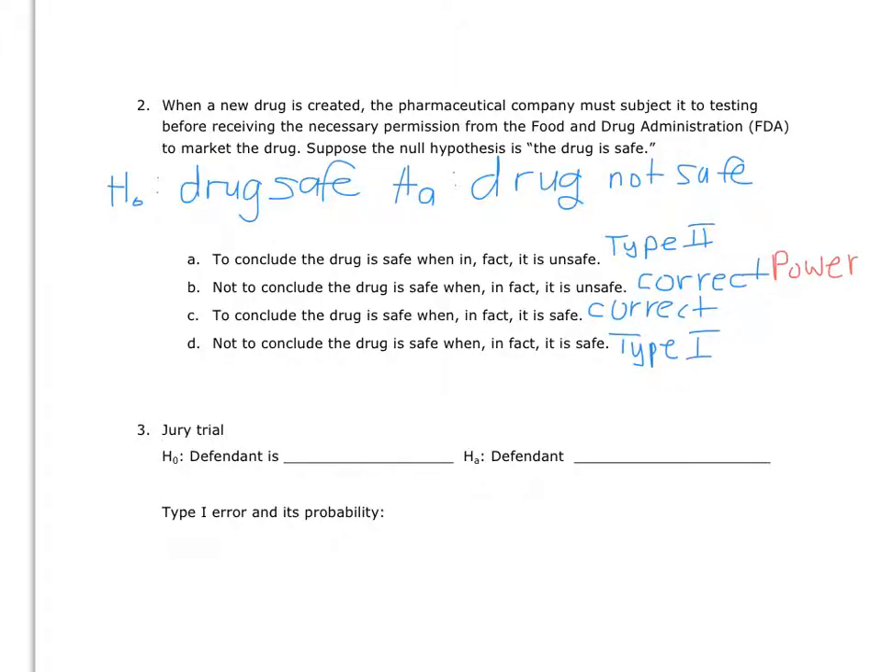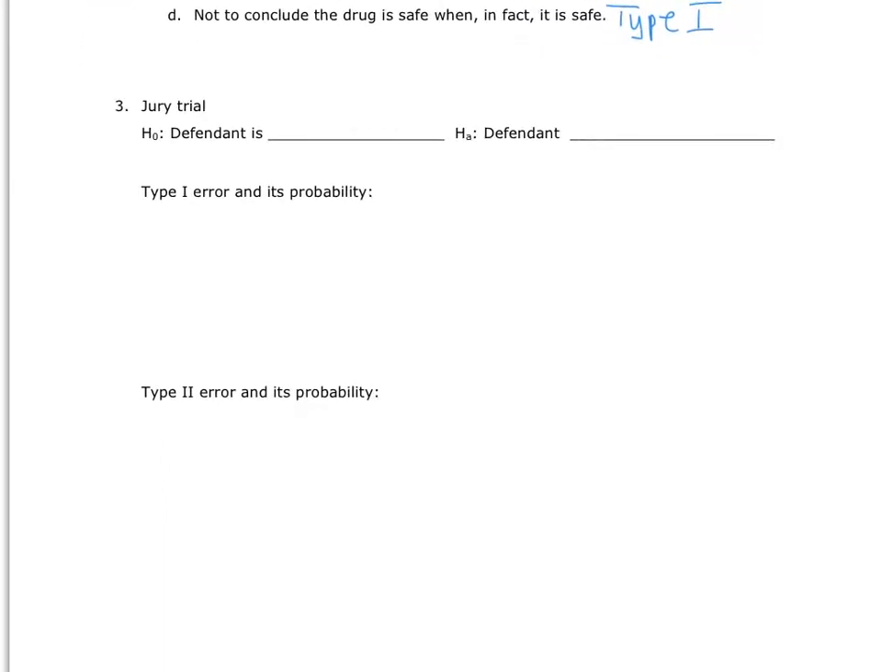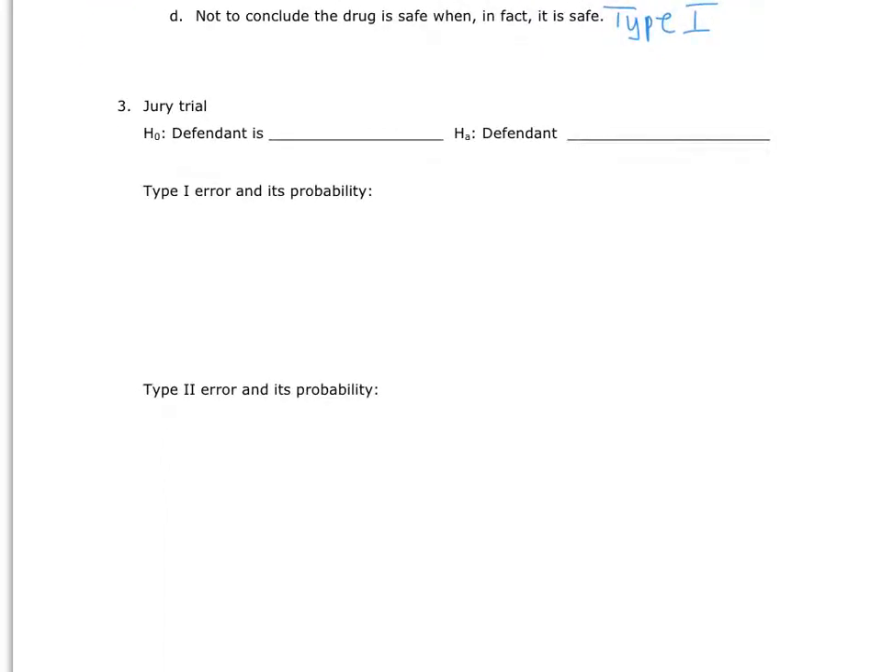Okay, number 3 example. So here we're going to look at a jury trial as being like a hypothesis test. What we assume to be true in a jury trial, so it would be like the null hypothesis, is we assume that the defendant is innocent or not guilty. So that makes the alternative that the defendant is guilty.